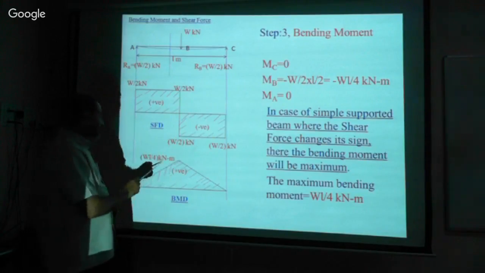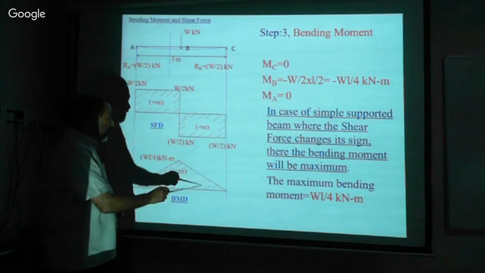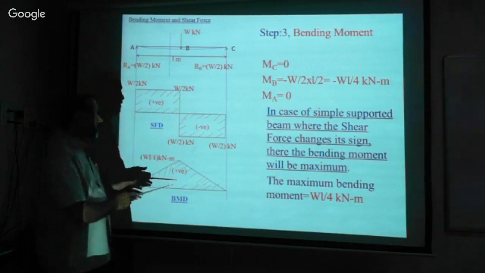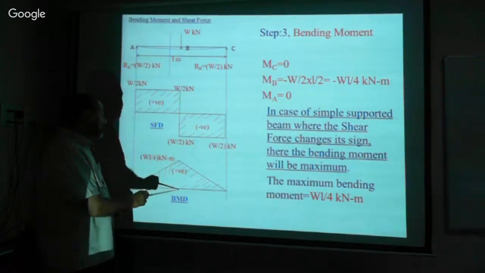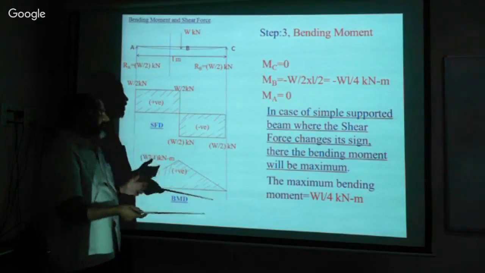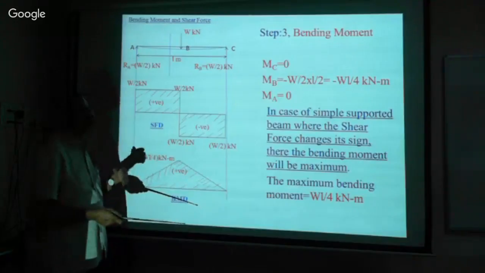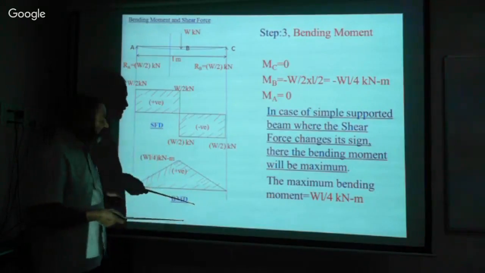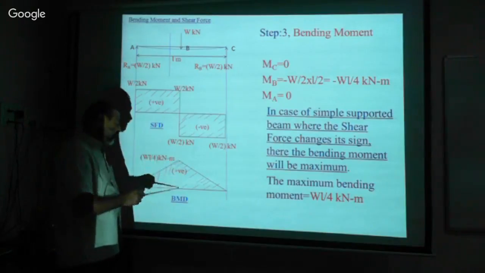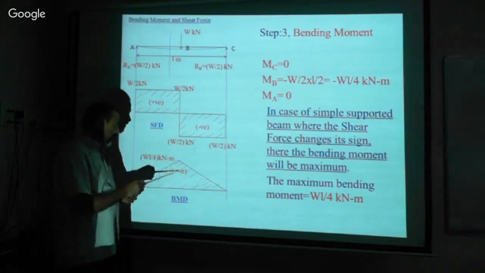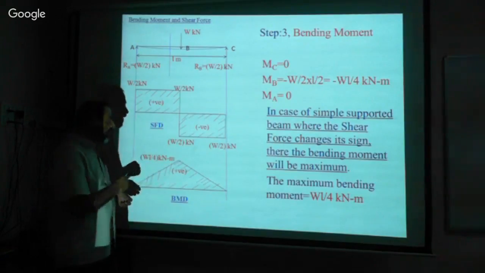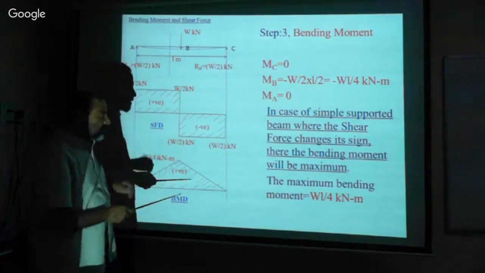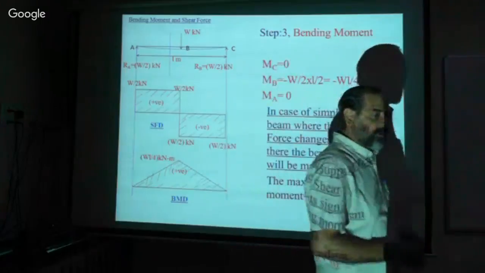From this diagram, we can measure the bending moment at all the points, and accordingly we can design the section. We are designing for the maximum bending moment. Whatever beam you are designing, be it steel beam, wooden beam, or concrete RCC, we design the beam for the maximum bending moment. That is the advantage of calculating the bending moment.